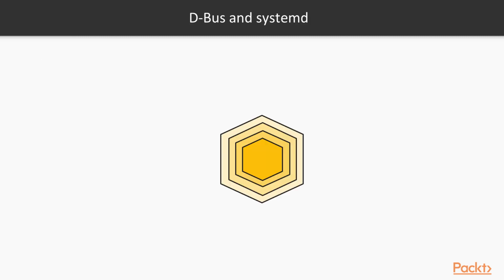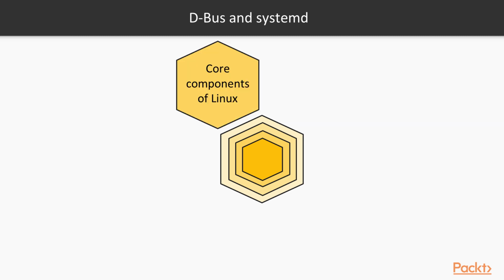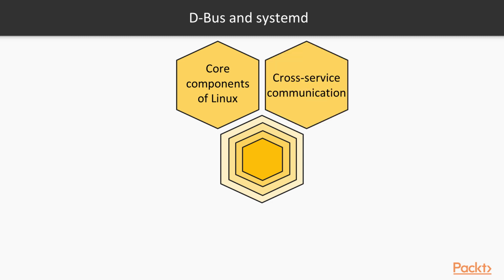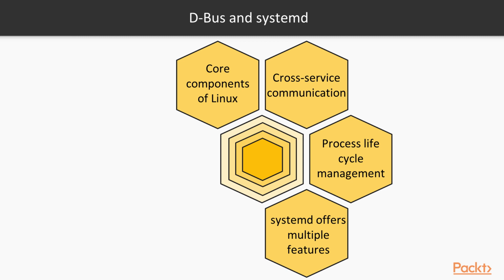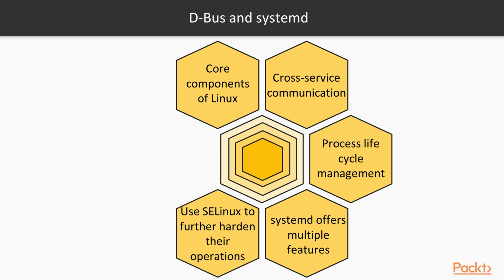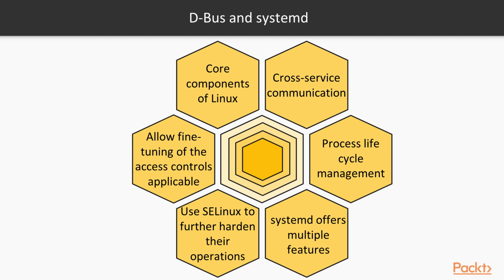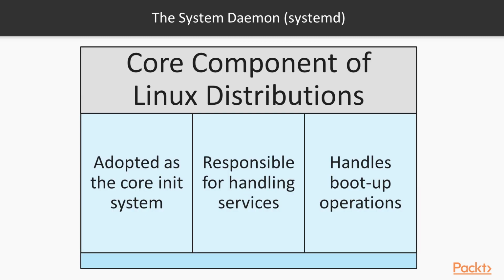System controlling services such as dbus and systemd are core components of a Linux system, now more than ever. Where dbus offers system and session-wide cross-service communication and process lifecycle management, systemd is a core daemon, offering multiple features. Both services use SELinux to further harden their operations and allow administrators to fine-tune the access controls applicable. Systemd is a core component of many Linux distributions.